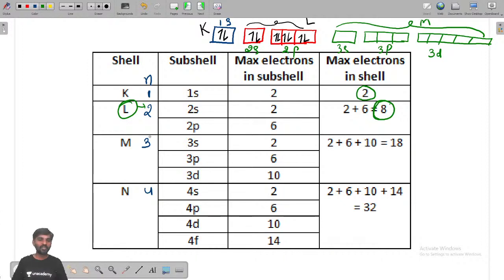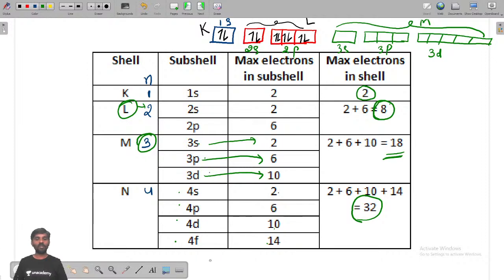For M equal to 3, you have s, p, d. The s subshell has 2 electrons, the p subshell has 6 electrons, and d has 10 electrons. So 2 plus 6 plus 10 is 18. For n equal to 4, you have 4s, 4p, 4d, 4f. So 2 plus 6 plus 10 plus 14, you have 32 electrons.